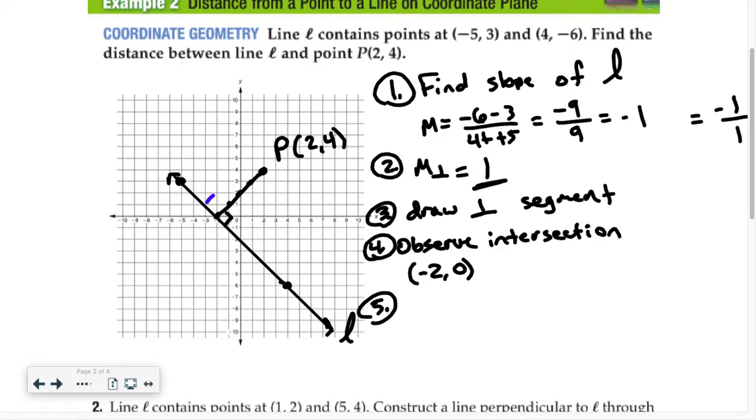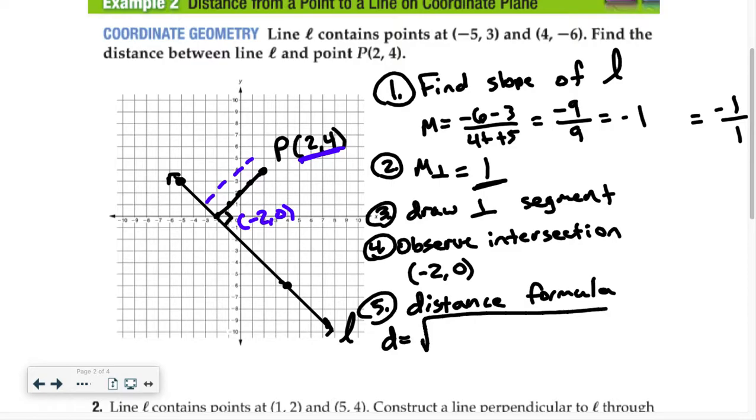If we want to find this distance from P to L, we need to find the distance from that point 2, 4 and that point of intersection -2, 0. So the fifth step is the distance formula. So that distance equals, again, you're going to subtract the x values, so 2 minus -2 squared, plus subtract the y values, 4 minus 0 squared.